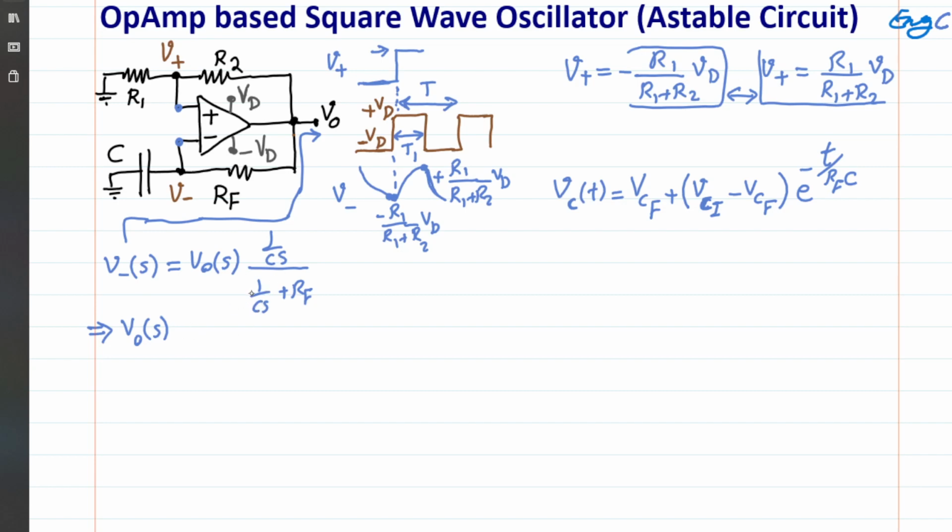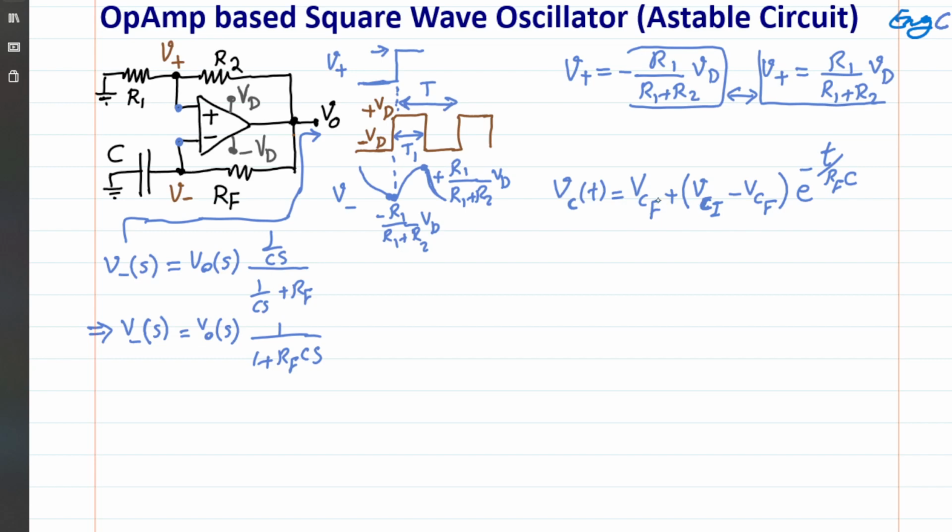It would become 1 over... let's keep it as it is. Okay, so in this scenario, V minus equals V out times, when you shuffle things around here, 1 over 1 plus RF C S, which is an integrator as we expected. When you transform it back to the time domain, 1 over 1 plus RF C S results in e to the negative t over RF C, as expected.